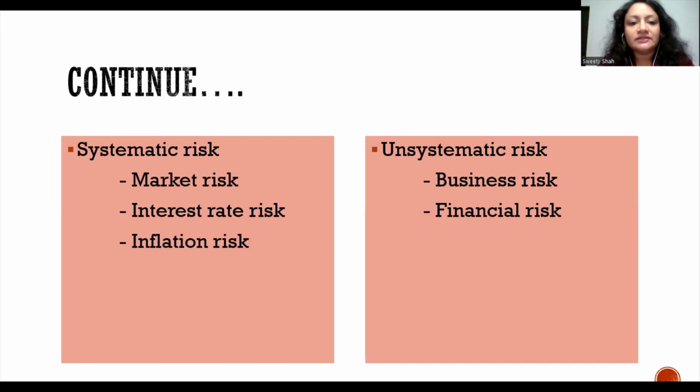Now, talking about unsystematic risk. Unsystematic risk is generally indicated by the leverage of a firm. And these unsystematic risks include both business risk as well as financial risk. Now, business risk is actually a function of the operating condition faced by a company and the variability in operating income, which is caused by the operating condition of the economy.